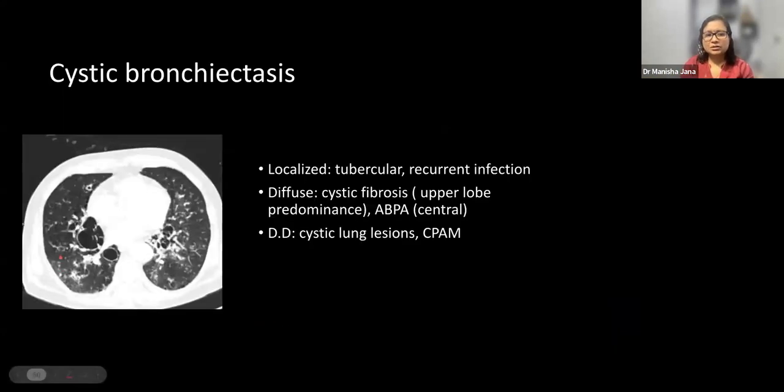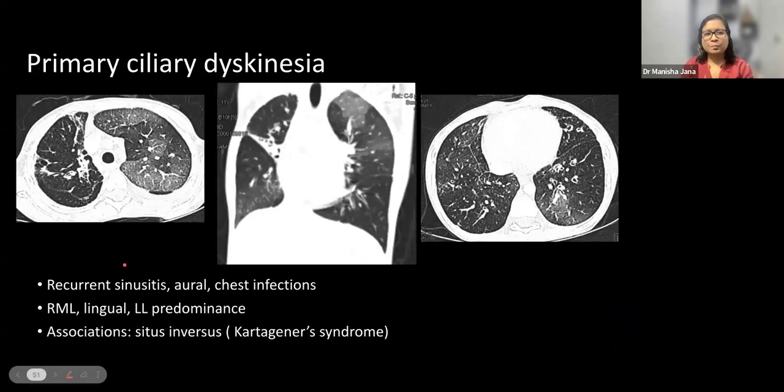Now, cystic bronchiectasis: when the bronchi become very big, like a cyst, they can behave like cavities also. Secondary infection, impaction, and colonization, everything can happen.